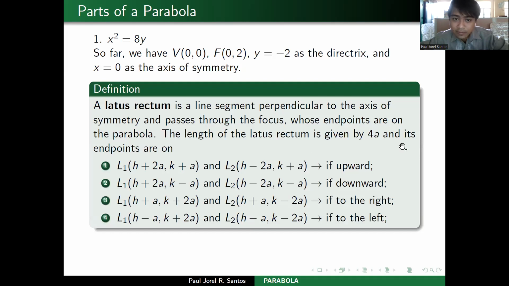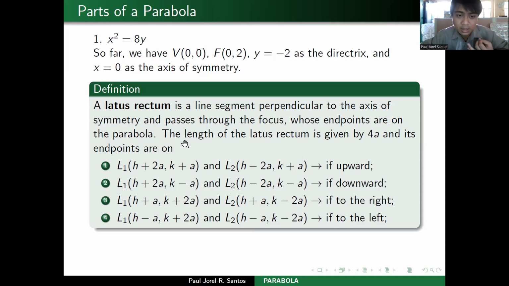Let us now define a latus rectum. What is a latus rectum? A latus rectum is a line segment perpendicular to the axis of symmetry. That's the first condition. It passes through the focus, and its endpoints are on the parabola. The length of the latus rectum is given by 4a.